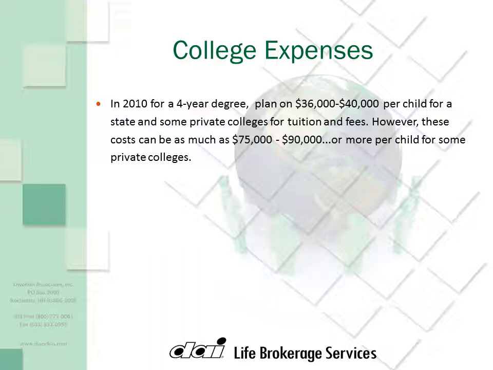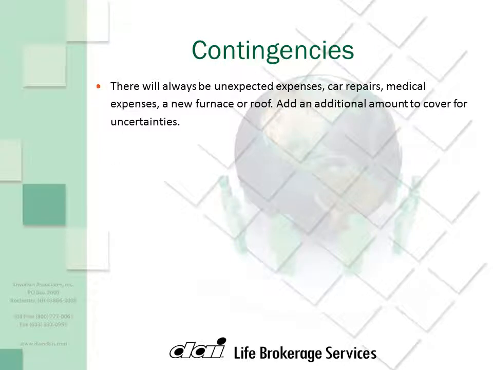College expenses. In 2010, for a 4-year degree, average tuition and fees were between $36,000 and $40,000 per child for a state and some private colleges. However, these costs were almost double for private colleges. Contingencies. There will always be unexpected expenses, car repairs, medical expenses, a new furnace or roof. Add an additional amount to cover for uncertainties.